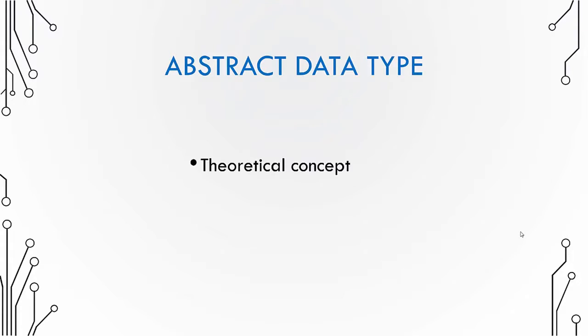Now, abstract data type is actually a theoretical concept. And if you want to implement an abstract data type, you should use a data structure. So a data structure is basically an implementation of an abstract data type. Now let us look at an example of an abstract data type.